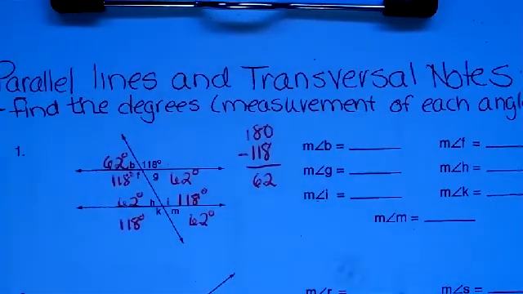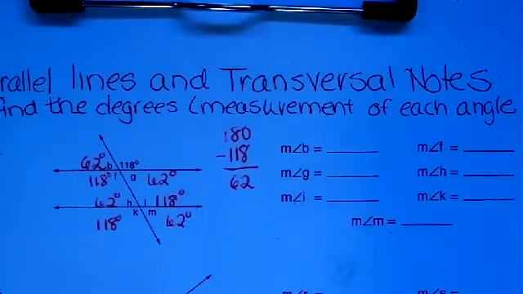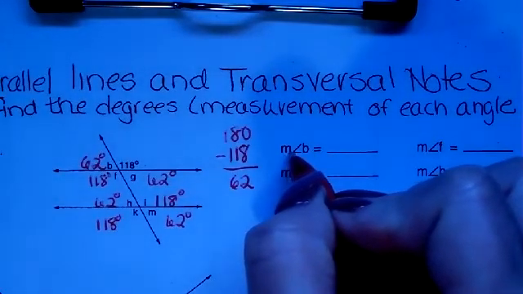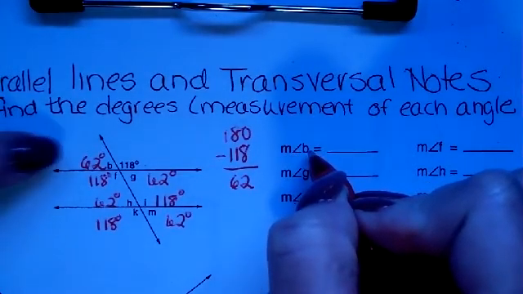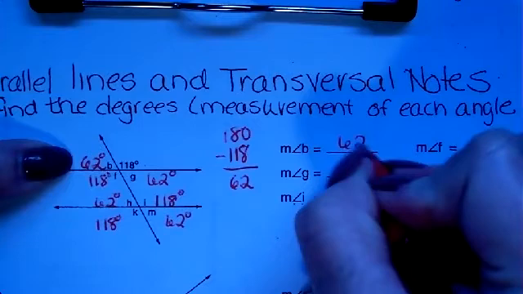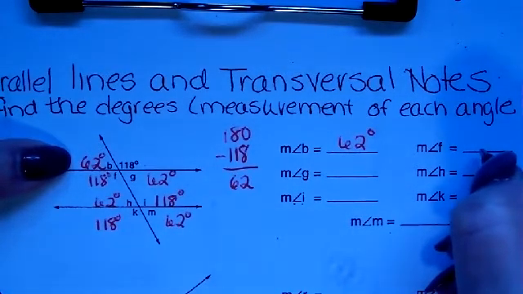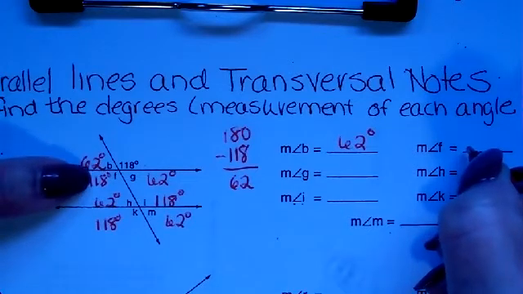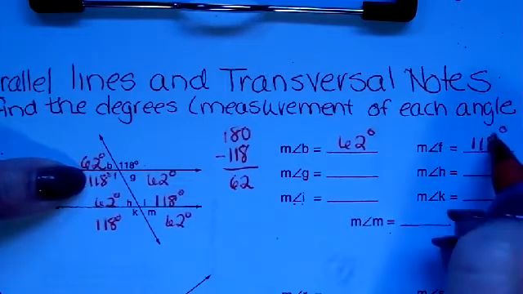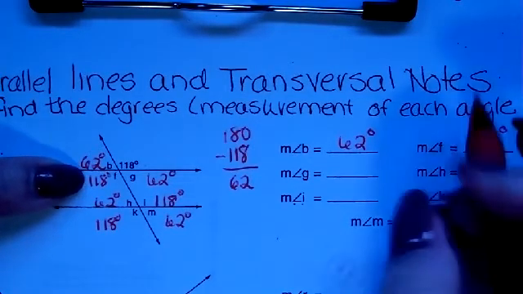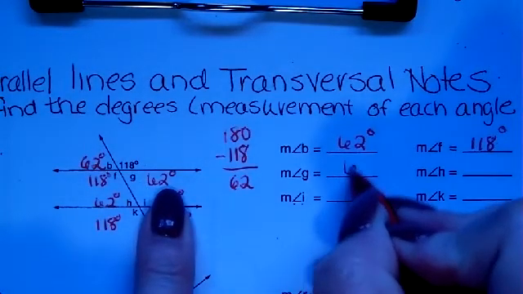Okay, now let's go right over here and let's fill in our values. Now we know the little M in front of the angle sign means measurement. So we would read this as measurement of angle B. Well, angle B is right here, and that is 62 degrees. Right here, just going to the side right here, is the measure of angle F. Well, right here is angle F, and that's 118 degrees. You remember to use your degree symbols? Now, measure of angle G. Well, that's right here, and that's 62.